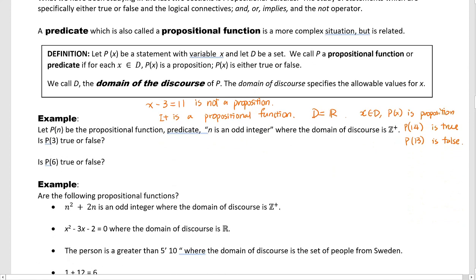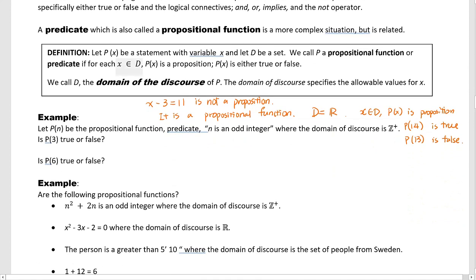Let P of N be the propositional function, the predicate, N is an odd integer, where the domain of discourse is Z, the positive integers. Is P of 3 true or false? So what does P of 3 mean? We plug in N equals 3, right? So we get 3 is an odd integer. Is this true or false? Well, this is true, right?